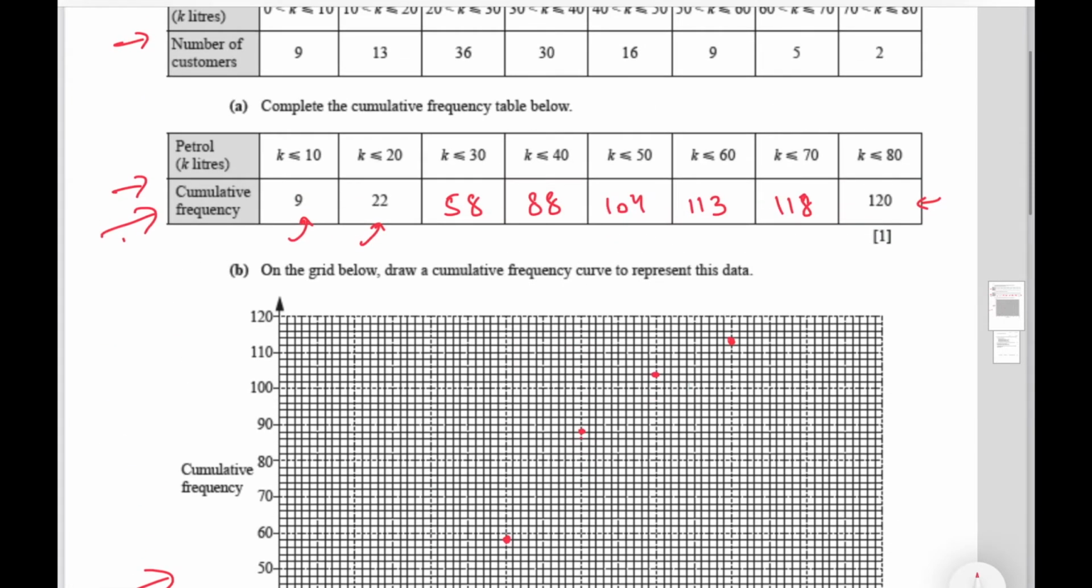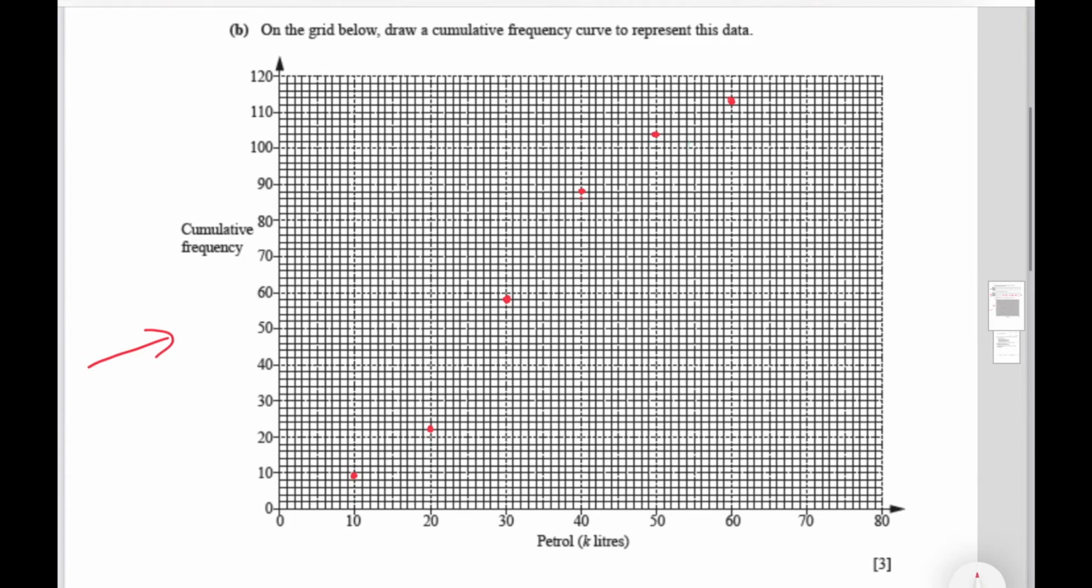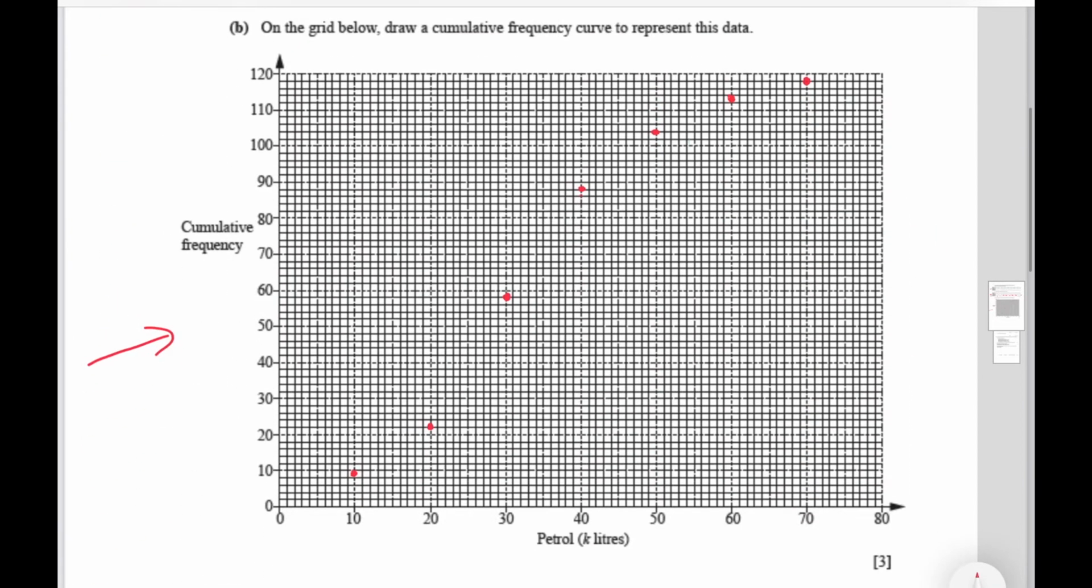And the next value is 70 and 118. That is supposed to be over here. And the last value is 80 and 120. So it's supposed to be over here. Now let's connect these points with the curve. So we start from 0, and we go all the way up like this, and we connect all of these values. Up till now it's smooth enough, and we go like this.